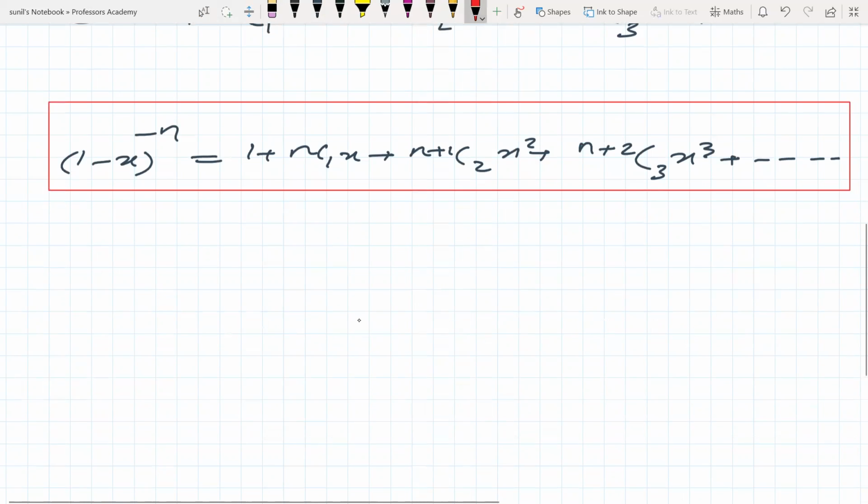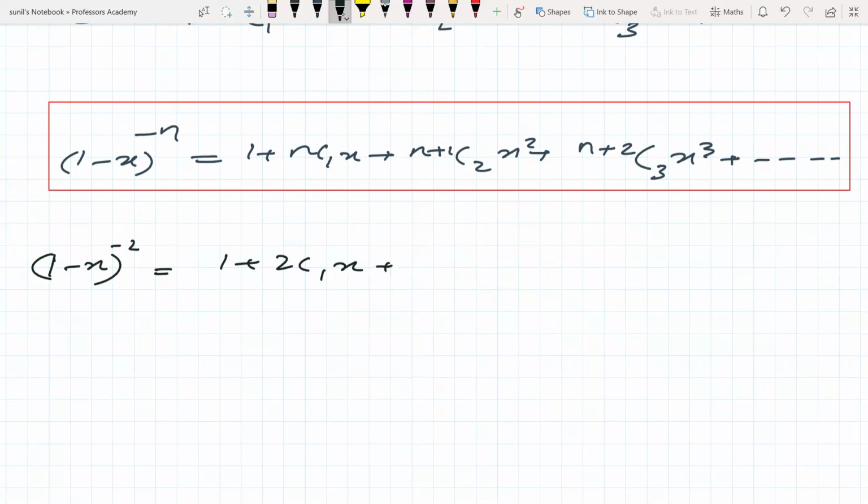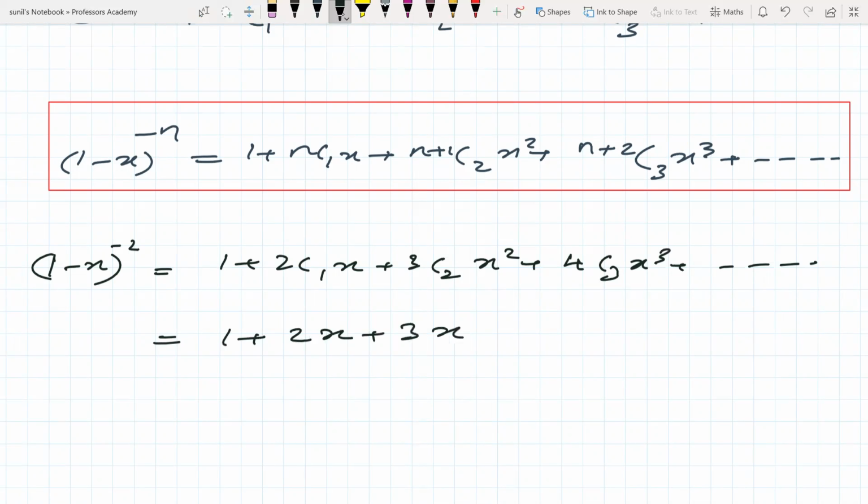Now we are going to put the value here. Let me write 1 minus x, and I am replacing that n with 2. So this is coming out to be 2c1 x, 3c2 x square, 4c3 x cube. This is the way we will get it. So this becomes 1 plus 2x, then 3x square, then 4x cube. The value is coming out to be 1 minus x raised to minus 2.